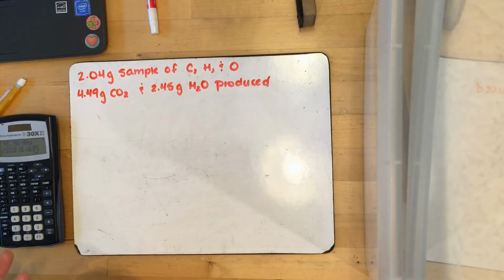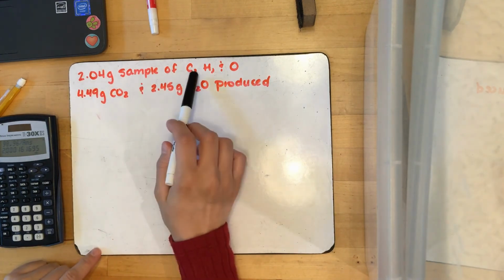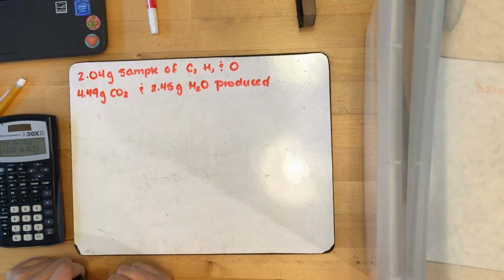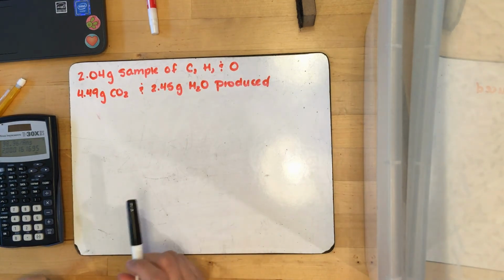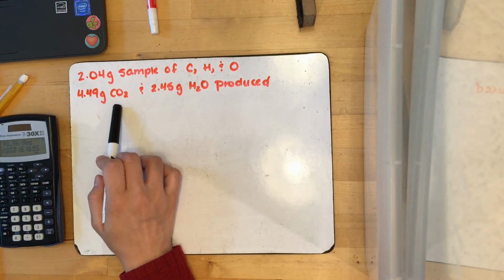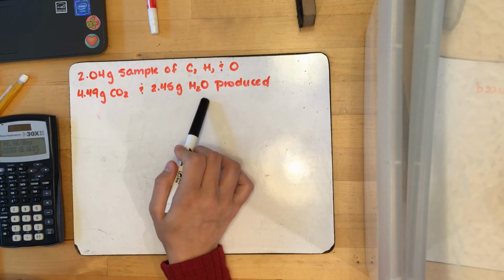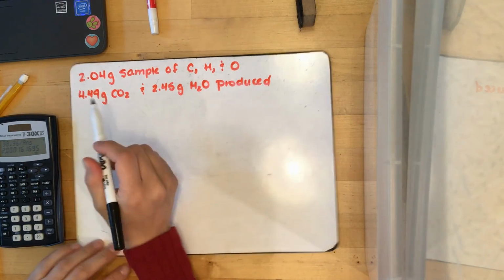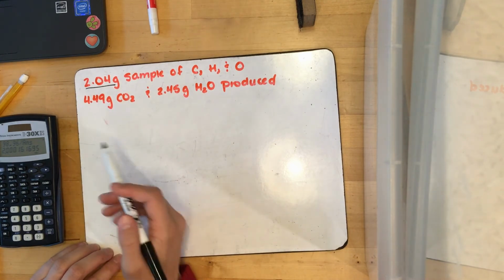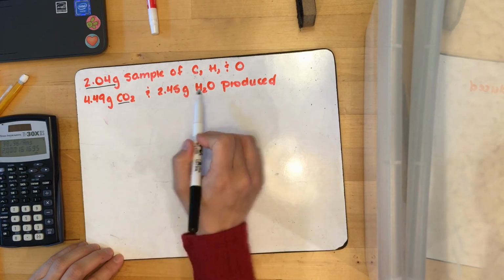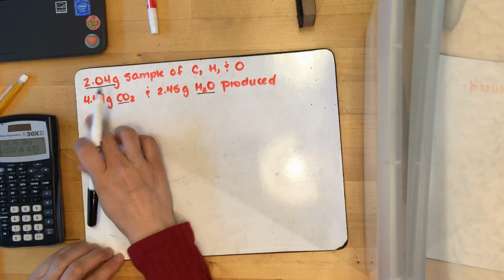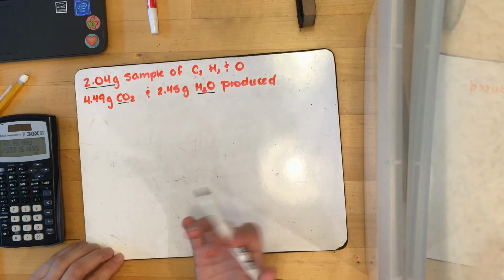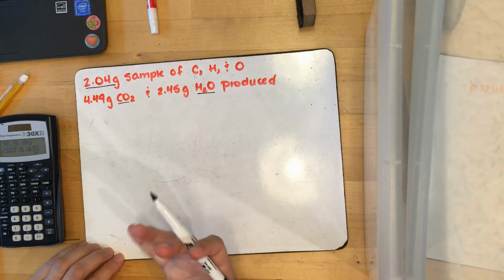Example 3 is a combustion analysis problem. So we have a 2.04 gram sample that contains carbon, hydrogen, and oxygen, and it undergoes combustion analysis. We wind up with 4.49 grams of carbon dioxide and 2.45 grams of water being produced. We're asked to find the empirical formula. So the first thing we need to do is use ratios in order to find the grams of carbon and hydrogen that were in the original compound. So our original compound had 2.04 grams, but what we are looking at right now is the things that were produced. So we can use these to find out how much carbon and hydrogen there were, because the only thing we added during the combustion was oxygen.